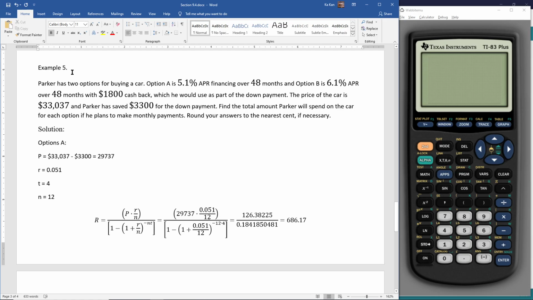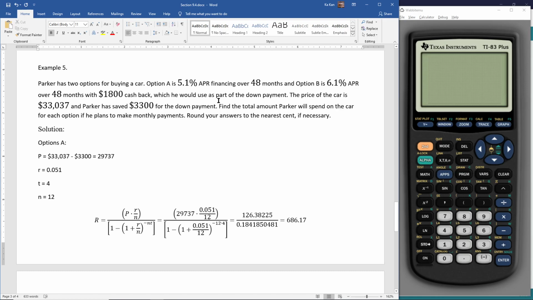Example 5. So Parker has two options. You have option A, which is 5.1%, 48 months. Option B, 6.1%, 48 months. But you get a cash back of $1,800, which you will use as a down payment. Now, I know some of you say, last time I bought a car, the cash back came after I paid off the car. But the $1,800 you get right off the bat and you're going to use it to pay down the loan.